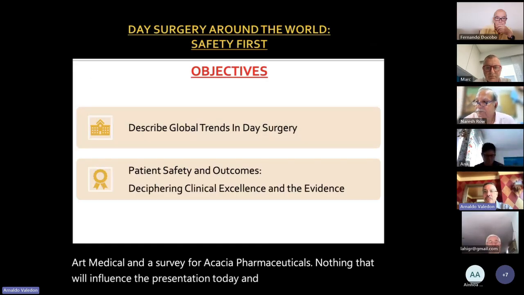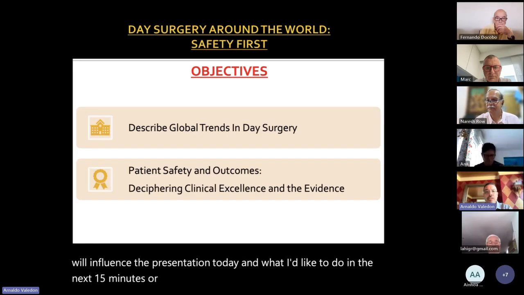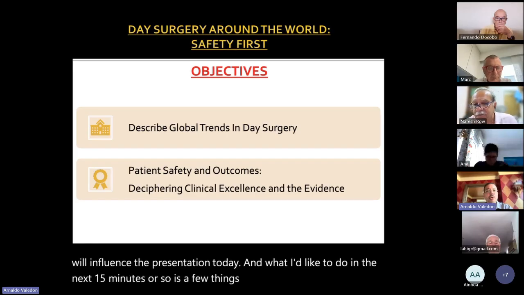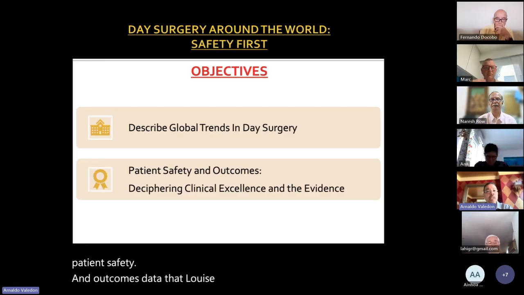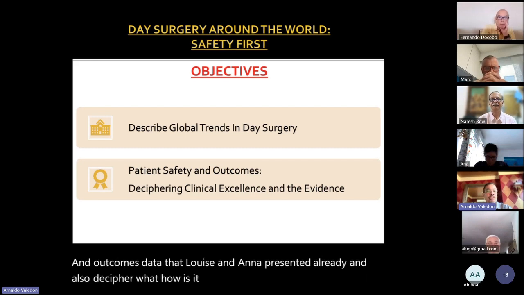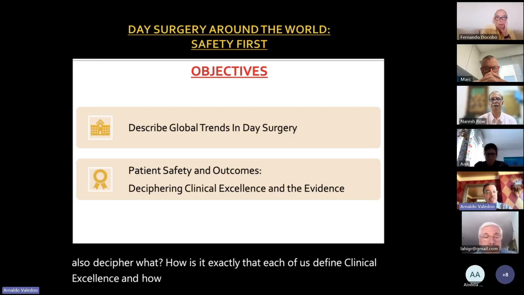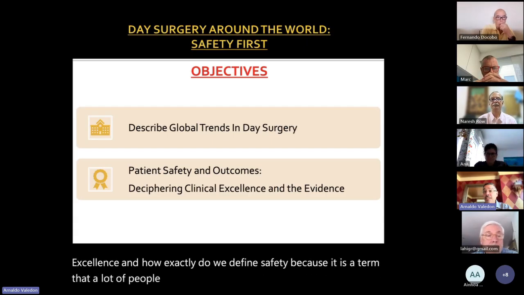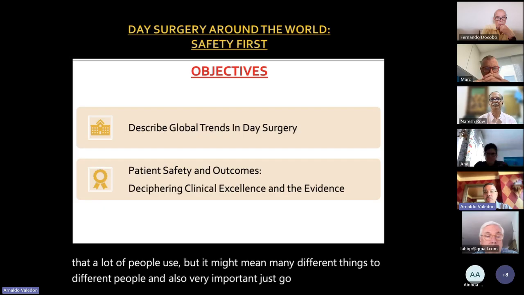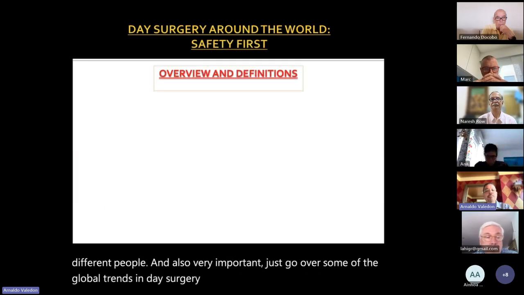What I would like to do in the next 15 minutes or so is a few things. Number one, extend on the patient safety and outcomes data that Louise and Anna presented already, and also decipher how exactly each of us defines clinical excellence and how exactly we define safety. Because it is a term that a lot of people use, but it might mean many different things to different people. And also, very important, go over some of the global trends in day surgery that we're seeing currently.